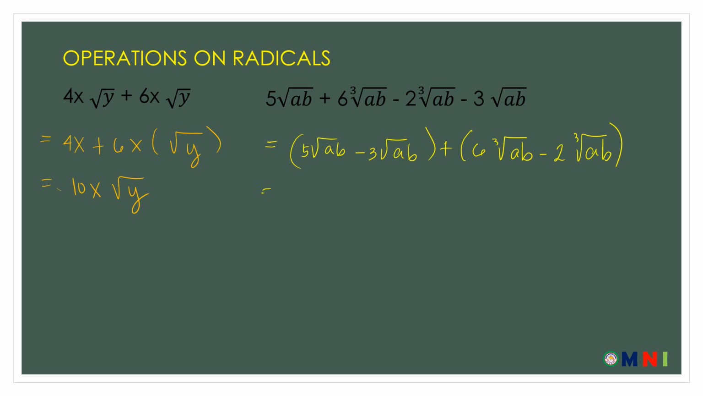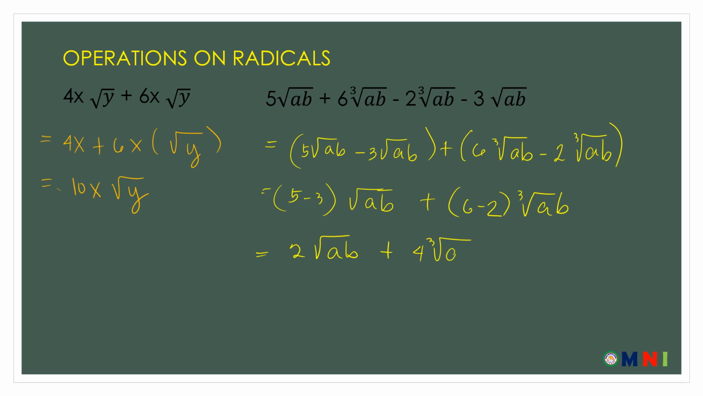That's why it's commutative. And then we are going to solve. So we apply the distributive here. Therefore, we have 5 minus 3, and then the same, which is square root of AB, the common. And then here we have 6 minus 2, and then the common, which is cube root of AB. And then 5 minus 3, that's 2. Then copy the square root of AB plus 6 minus 2, which is 4, cube root of AB. So this will be the final answer for this given problem.